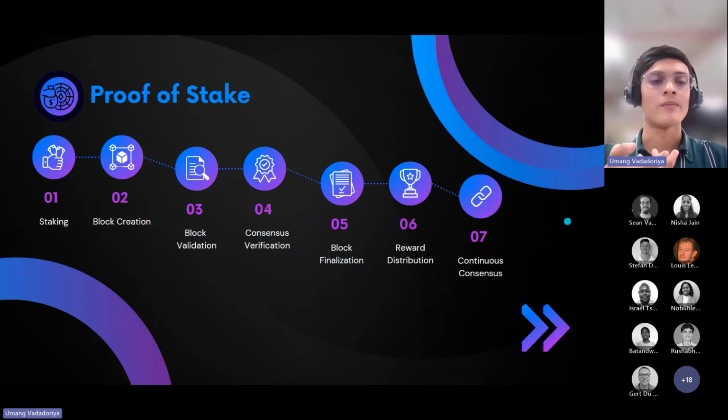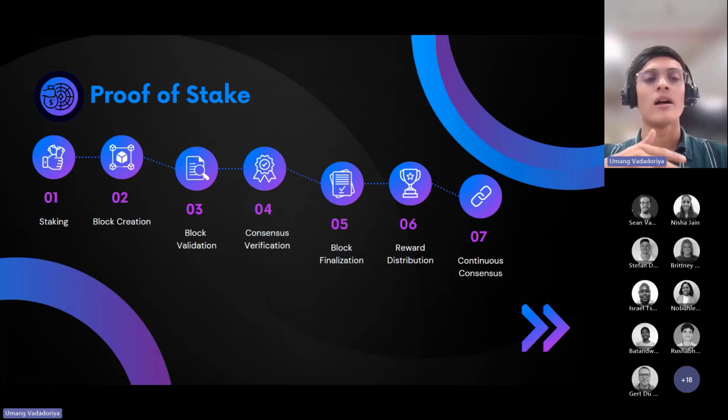Third is the validation part. Once a validator gets their shot at proposing a block, they have got to do some serious detective work. They are responsible for ensuring all the transactions in the block are legit and follow the network rules. So no funny business is allowed.